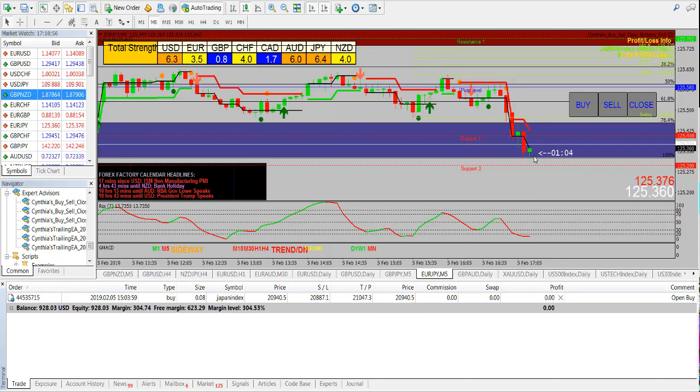So we're watching the retracement here. If it pulls back up maybe to the top of the blue zone and then starts to come down, I would consider scalping for 10 pips.